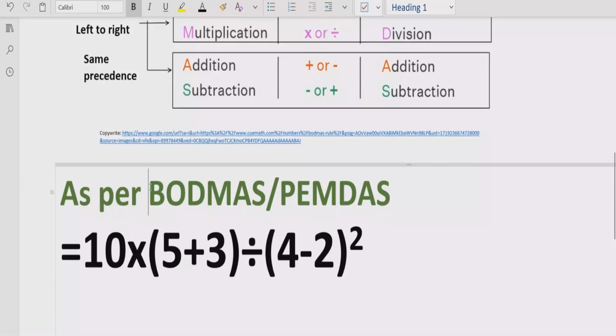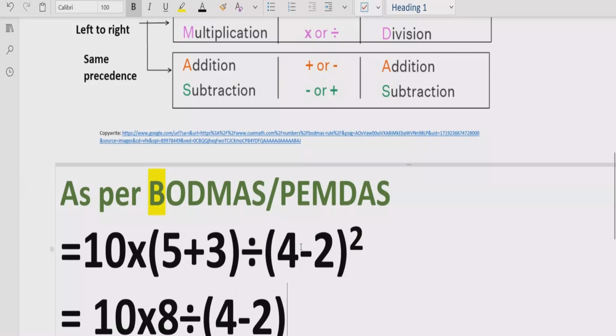So the rule says if your expression contains any bracket or parenthesis, first of all you have to solve the bracket. So here we have one bracket, this one, and the other one is this one. So you have to solve this bracket. So first we will write 10 multiplied by 8, because 5 plus 3 equals 8. We will write it this way. And again we have to write this part, 4 minus 2 raised to power 2. We will write it as it is. And here we have to give the reference, 5 plus 3 equals 8.